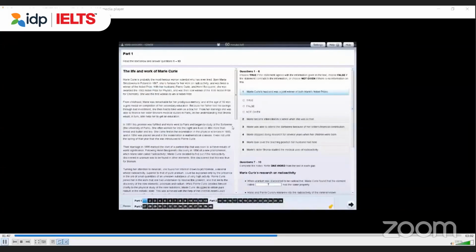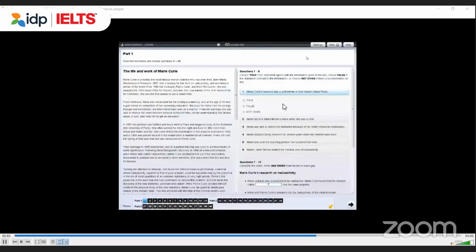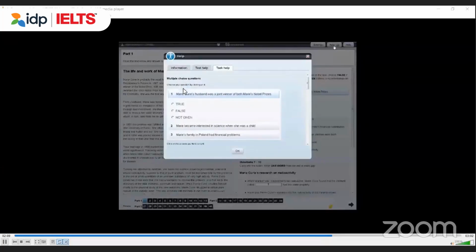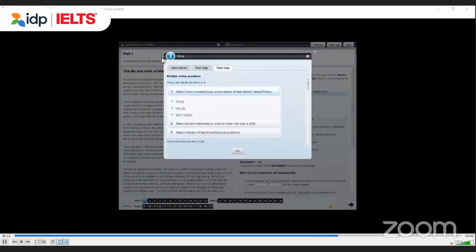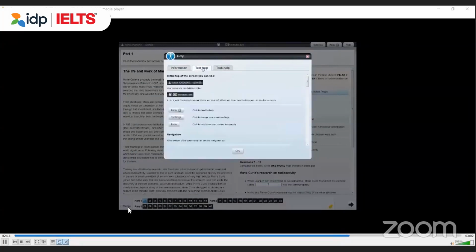In each of the tests, you can change the screen settings. To do this, click on the Settings tab at the top of the screen. You can change the size and color of the text. In each of the tests, there is a Help tab. If you click on the Help tab, this will give you information about the task you are currently doing. If you click on Test Help, you will see information about how the test works.